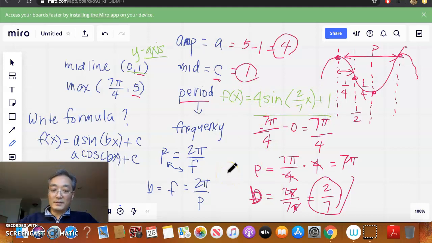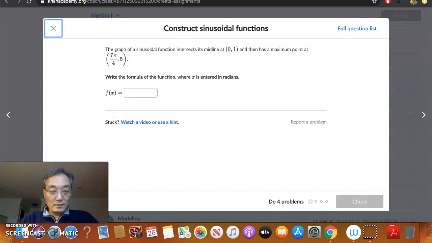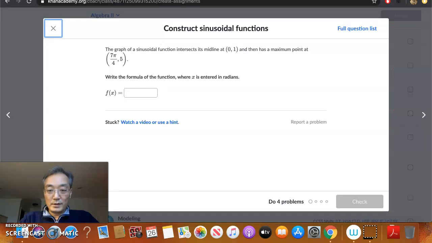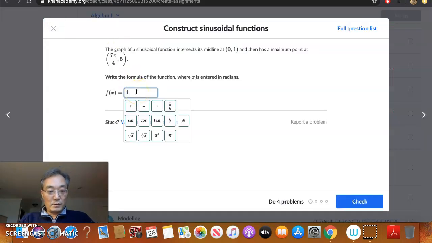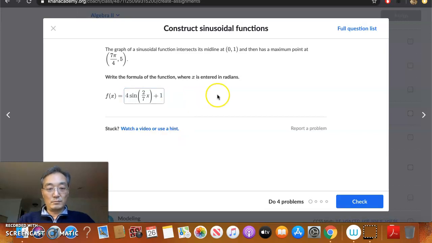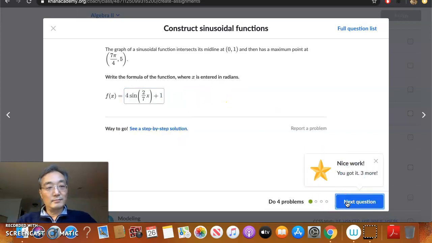Okay, so this should give us our function. So I'm going to type that in and see if that is correct. It's going to be 4 sine of 2/7 x plus 1. And that is correct. Okay, guys? All right, let's do one more.